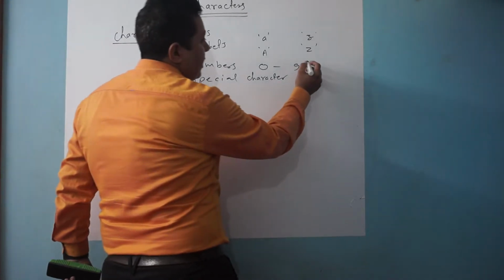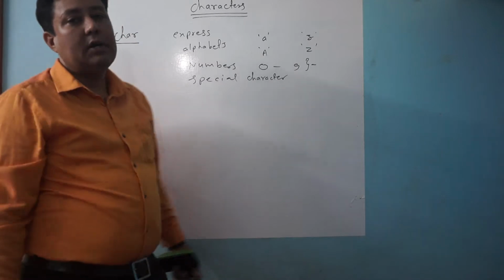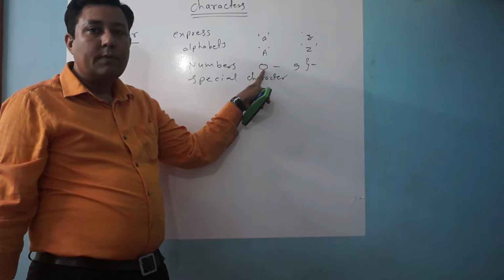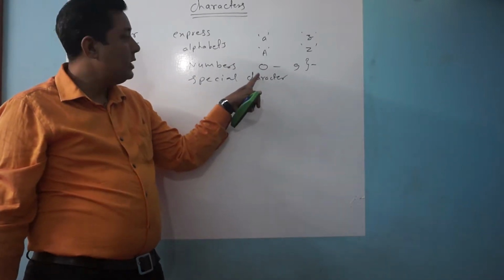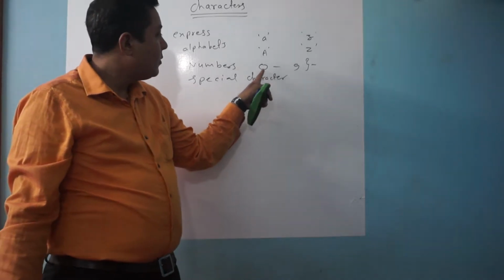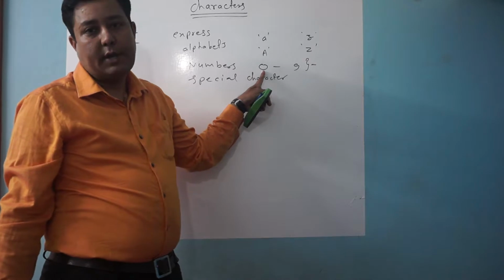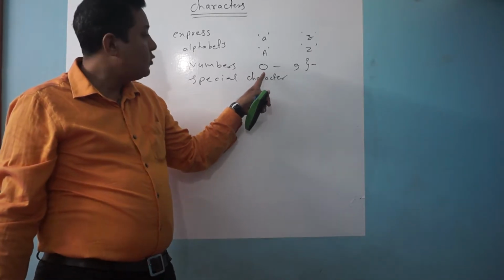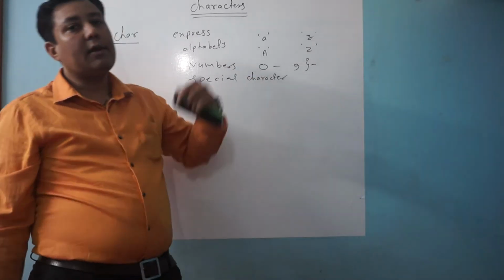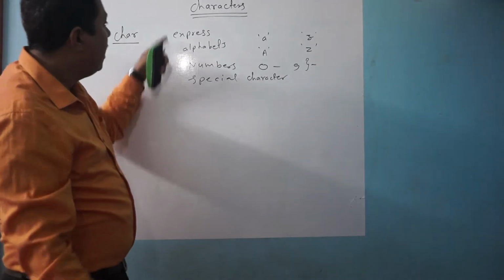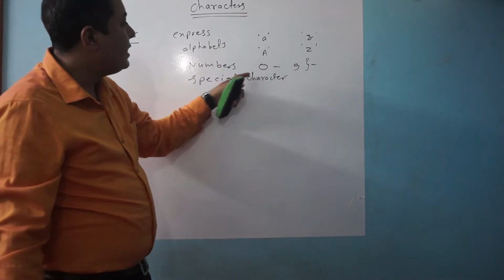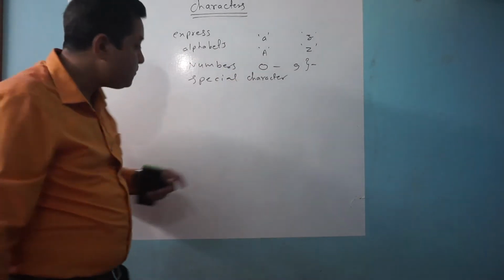But these numbers are considered as characters. So if I am taking 0 as a character data type and storing it in some variable, then I cannot perform any mathematical operation on that. If I want to do so, then I must first convert them into numbers. Then I can perform mathematical operations. So these are the expressions: alphabets, numbers and special characters.